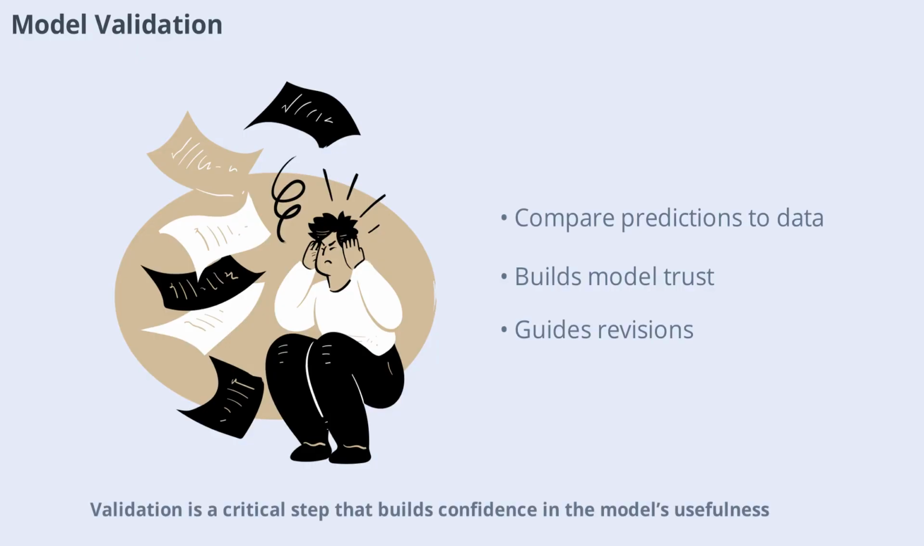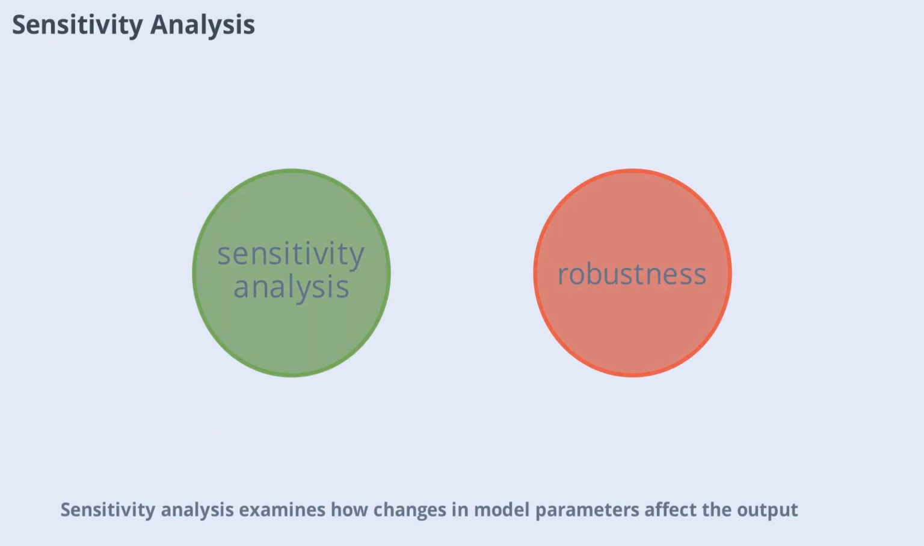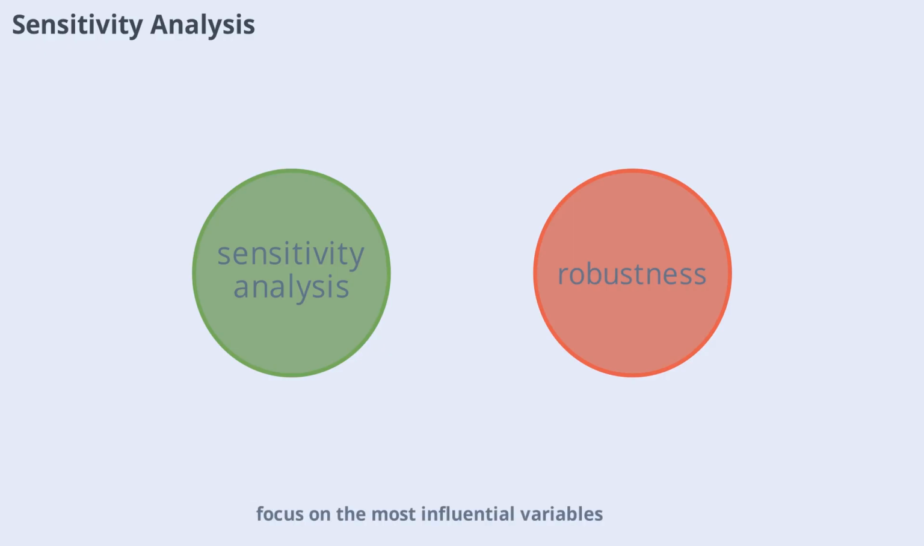Validation is a critical step that builds confidence in the model's usefulness. Sensitivity analysis examines how changes in model parameters affect the output. By tweaking one parameter at a time, scientists can identify which factors have the biggest impact on the system. This helps prioritize research efforts and focus on the most influential variables. Sensitivity analysis also reveals how robust a model is to uncertainty, making it a valuable tool for improving model reliability.